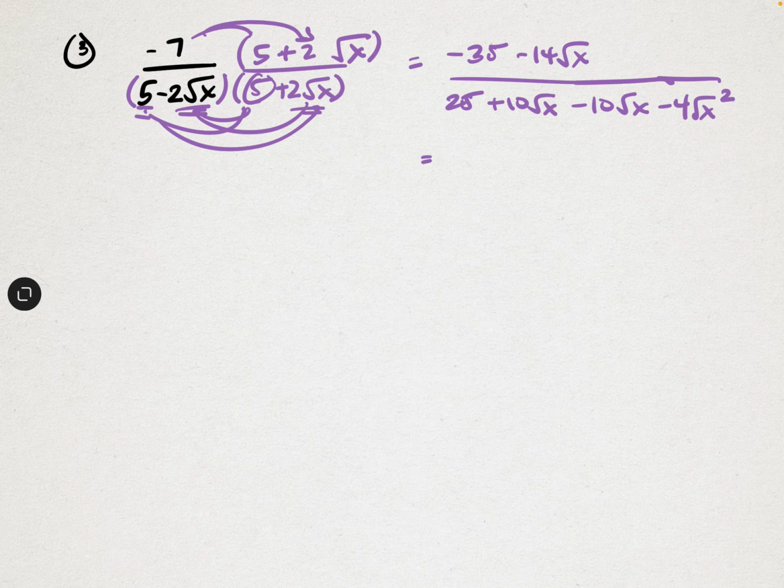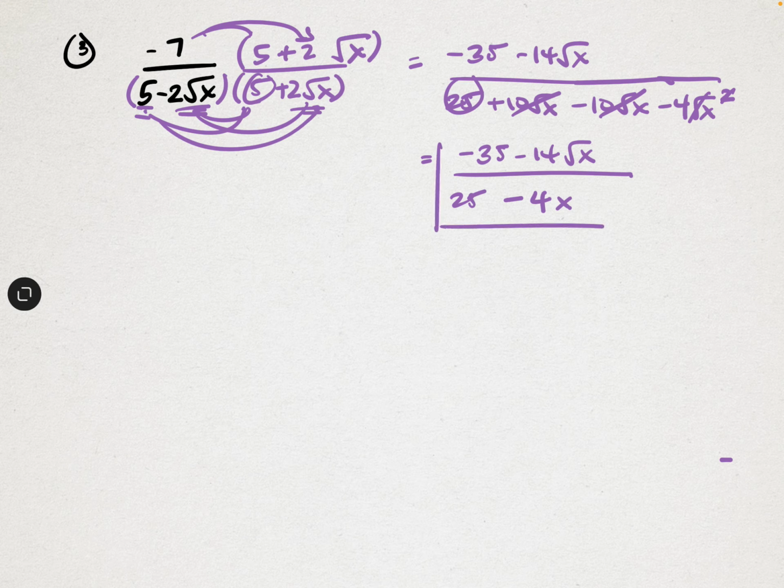Now let's clean this up. There's nothing to do in the numerator yet. In the denominator, we have the 25. 10 minus 10 is gone. And then this part, negative 4. And then the square and the square root cancel out, so we just have x. Okay? And that is in simplest form. We can't take anything out and simplify it.